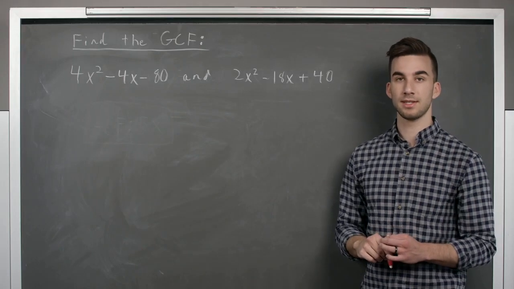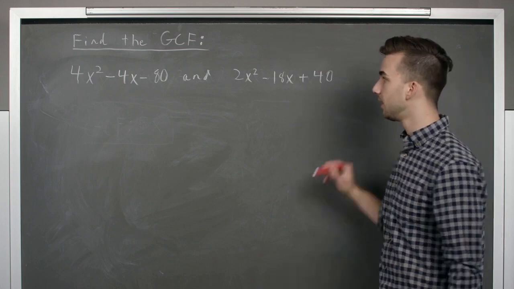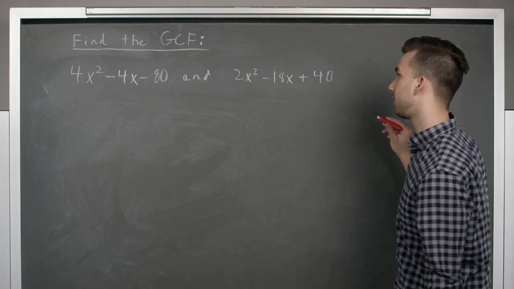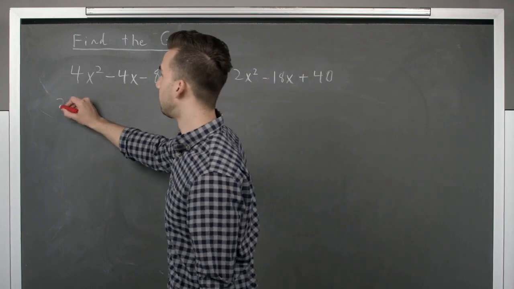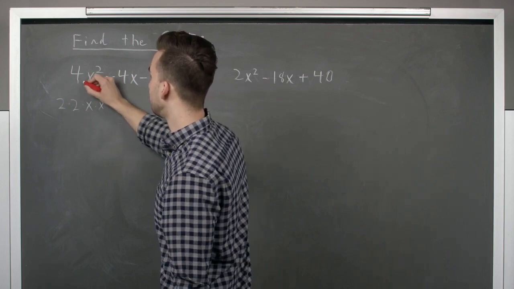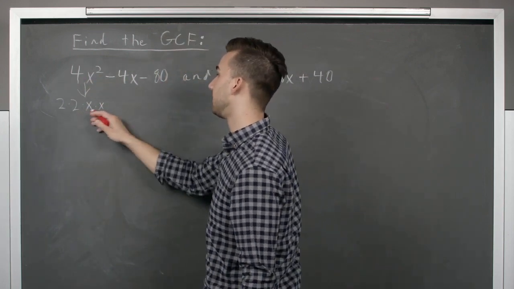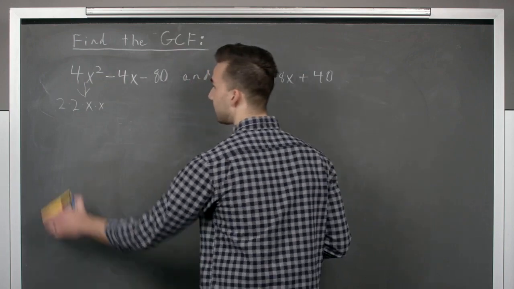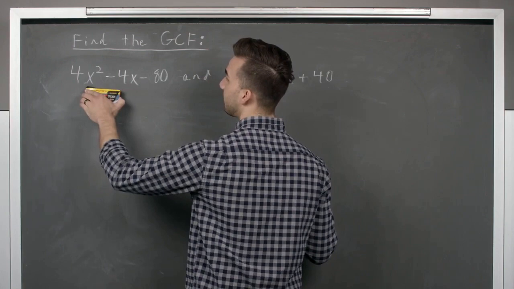Now, we're going to learn how to do something which is known as finding the greatest common factor. If you remember, a factor is something we can break a term down into that if you multiply it all together, it equals the term. So the factors of 4x squared are 2 times x times x. If you multiply that all together, that gives you 4x squared. And that is what a factor is.